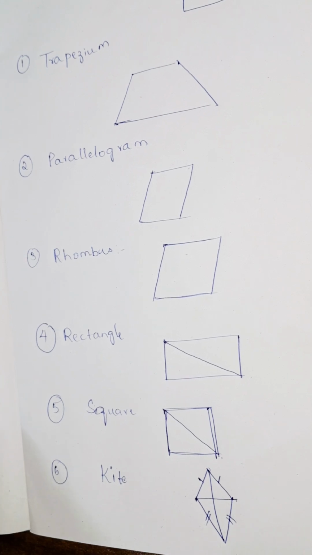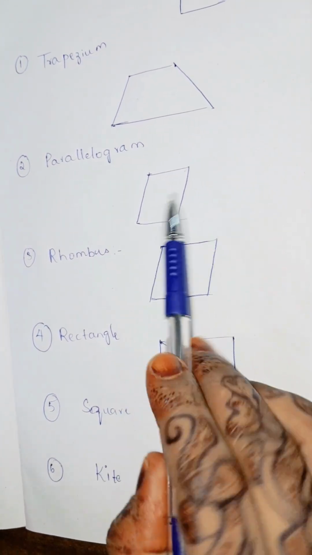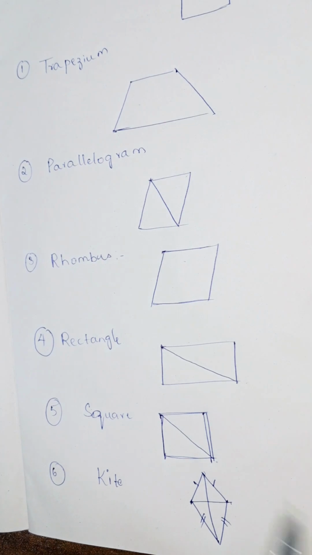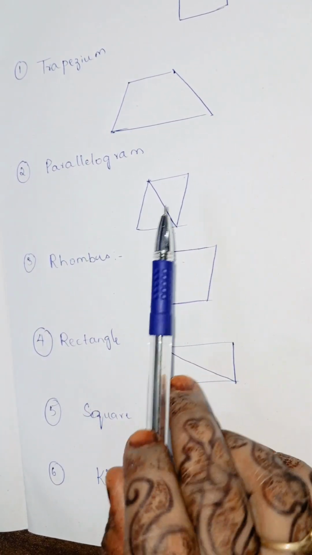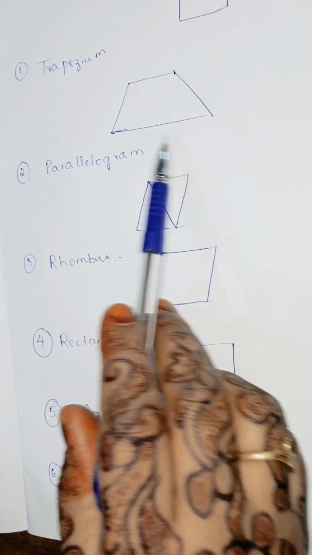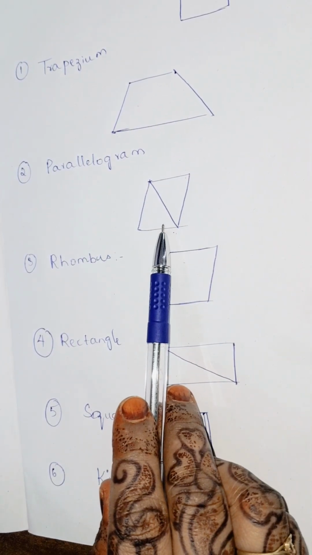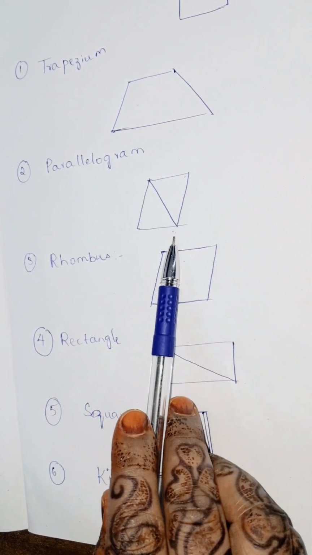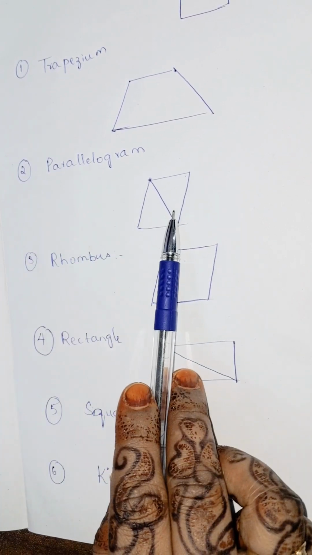Also, there are certain features of these figures. In a parallelogram, if I divide the figure with one line, that will be your diagonal. The diagonals will bisect each other. Consecutive angles are supplementary in a parallelogram. Both pairs of opposite angles will be equal, and the diagonal divides the parallelogram into two congruent triangles. These are the properties of a parallelogram.